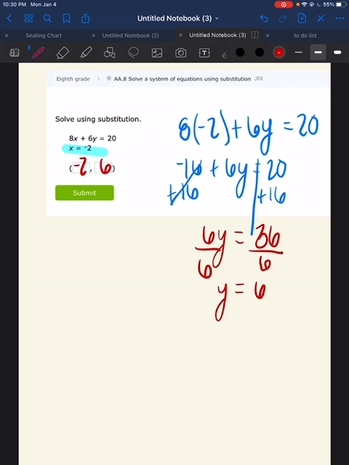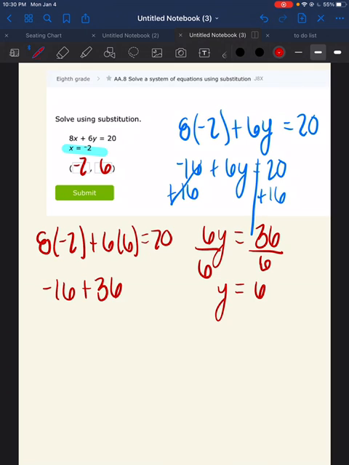And I'm just going to double check that once again. So I have 8 times negative 2 plus 6 times 6 is 20. So we're at negative 16 plus 36. And yes, it does equal 20.